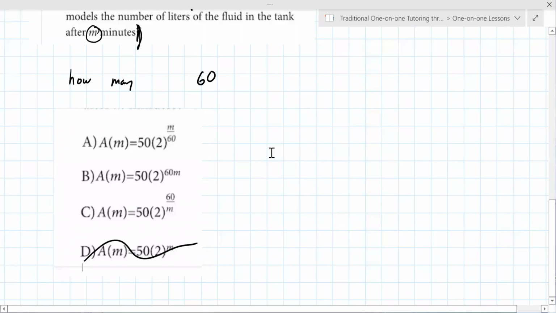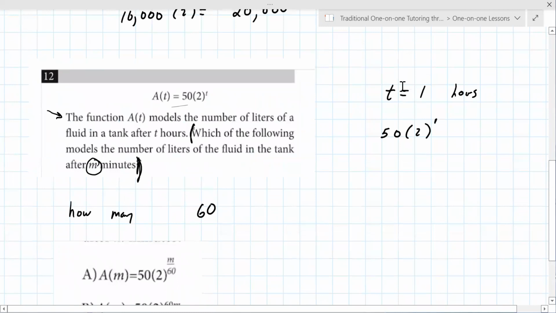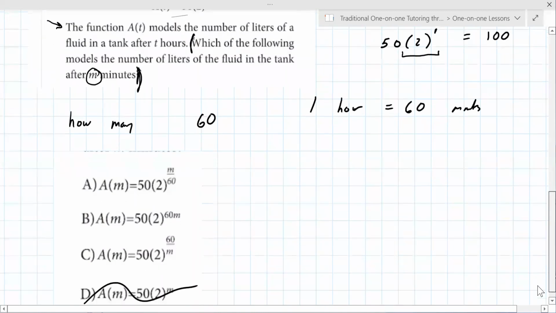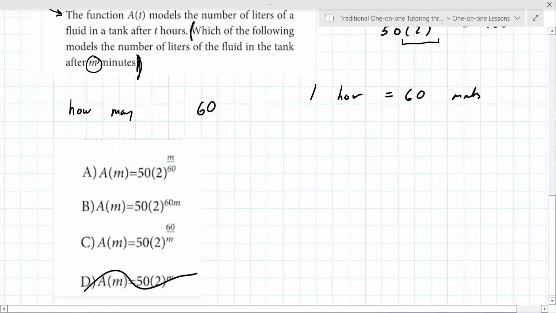Okay. Now let's go back to my original question, which was if t is 1, what does this become? What is 50 times 2 to the power of 1? And order of operations says to do this part first. So 2 to the power of 1 is 2. 50 times 2 is 100. And you just told me that 1 hour equals 60 minutes. Okay. So one of these answers down here will give you 2 to the power of 1. And you can literally substitute 60 into each one until you find the one that works.